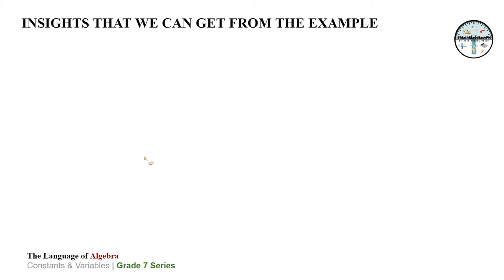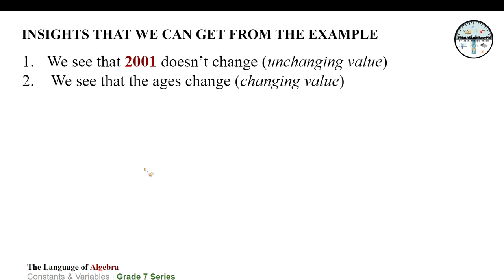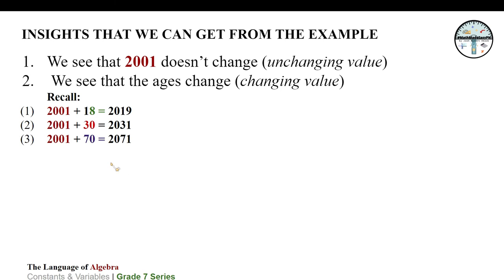Okay, so insights that we can get from the example. Number one, obviously we see that 2001 doesn't change. So it's an unchanging value. Number two, we see that the ages change. So it's a changing value. Recall, see this pattern? See, the 2001 doesn't change, while the ages change.